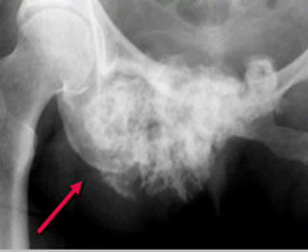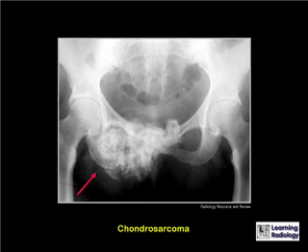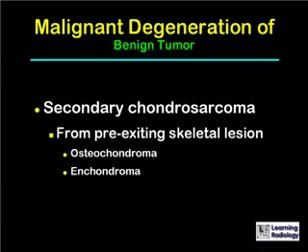It has a mass of amorphous calcification associated with it. It resembles to some extent an osteosarcoma, but it occurs in a different age range, and the pelvis is the most common site for chondrosarcoma. Malignant degeneration of a benign tumor can occur when, for example, a chondrosarcoma develops from a pre-existing skeletal lesion, like an osteochondroma or an enchondroma.